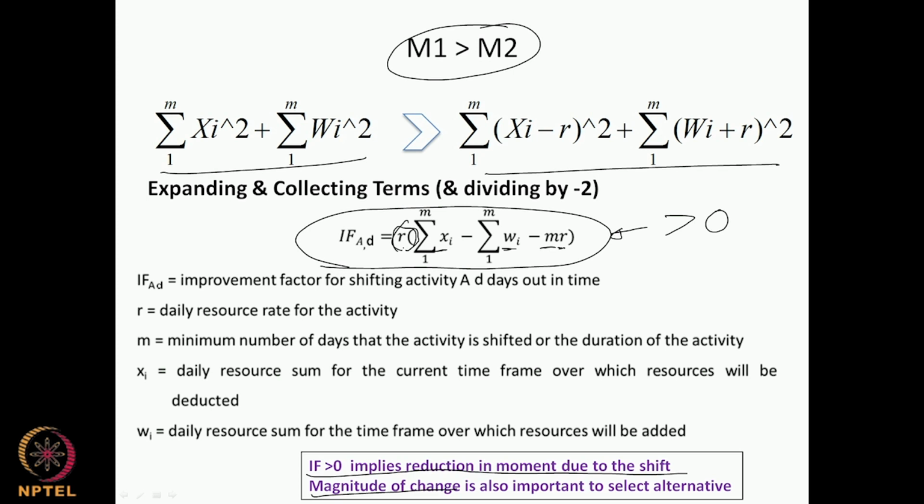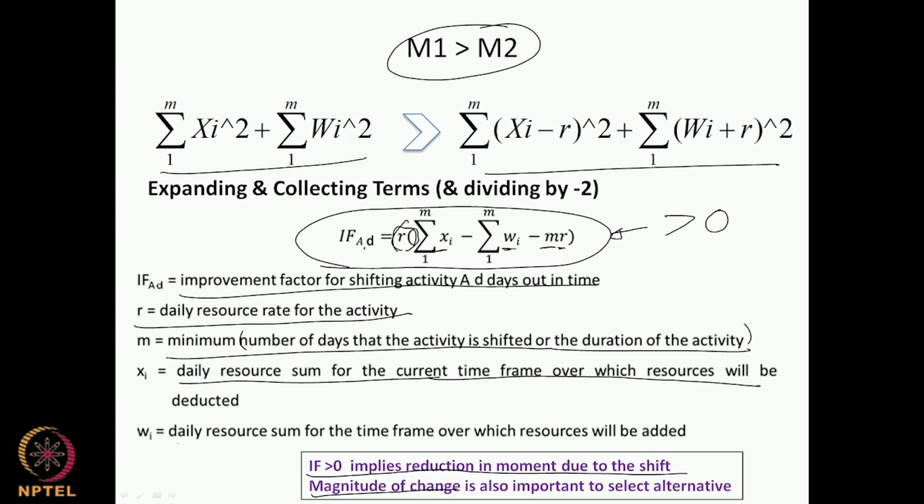Again, just revisiting these terms, improvement factor for shifting is IF, and R is the daily resource rate for the activity. M is the minimum of the number of days the activity is shifted or the duration of the activity. Like we said earlier, it is the number of resource days that were shifted from one activity to the other. And Xi is the daily sum for the current time frame, and Wi is the daily resource sum for the time frame over which the resource will be added.